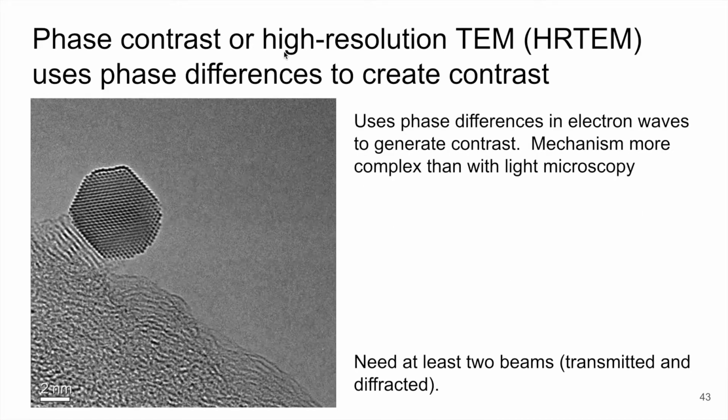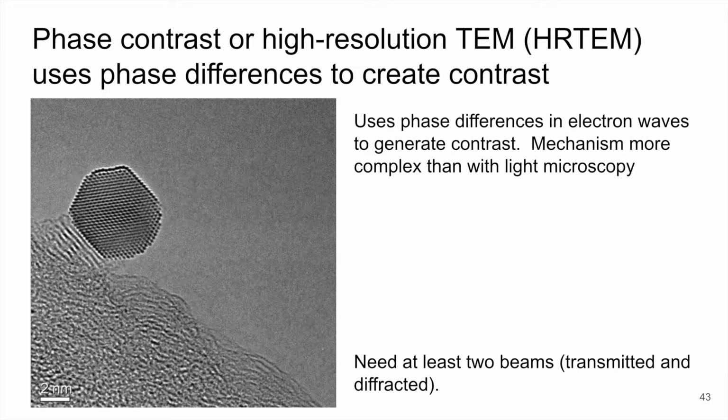When we talk about high resolution TEM, we're actually talking about a specific form of TEM that relies on phase contrast. And when we're talking about phase contrast here, we're talking about phase differences, right? In the same way we're talking about diffraction and constructive destructive interference with phase differences, it's the same thing here. We're using differences between two phases of the wave to generate contrast.